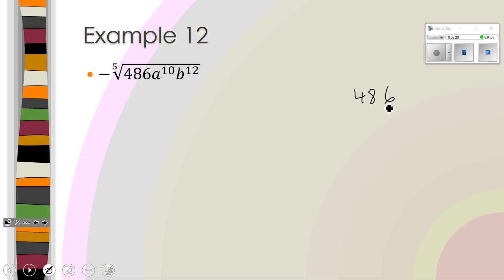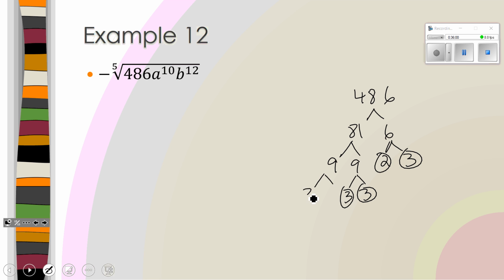So 486 breaks down. Help me out. I hear 81 and 6. Am I doing anything different? 27 and 18, 54 and 9. Any of those will work. It's fine. Say it again. 2 and 243. Yep, that works. It still works. Everything works, as long as it multiplies to be 486. So this will be 3 and 3. This will be 3 and 3.